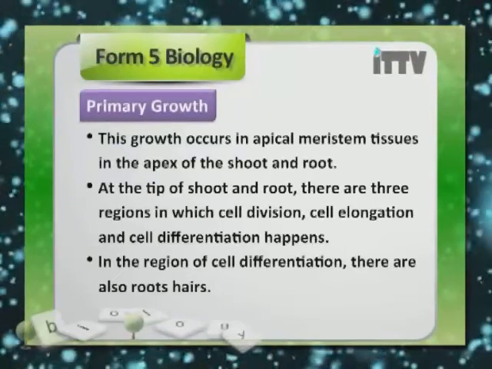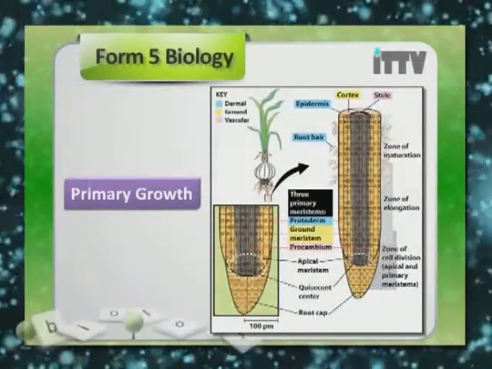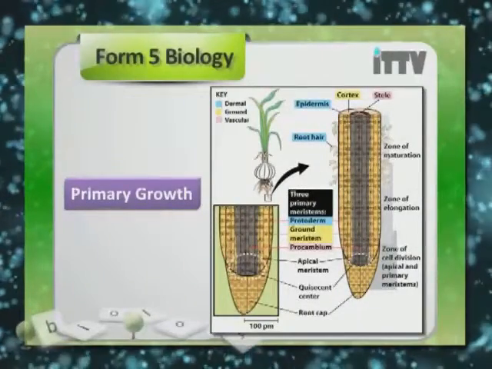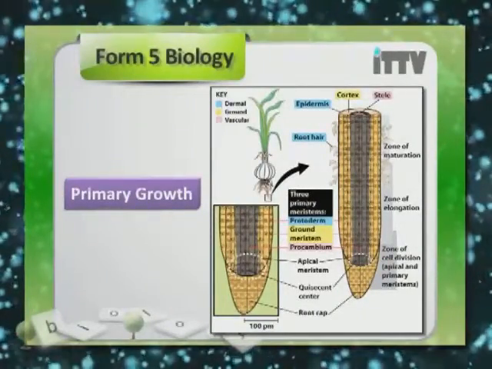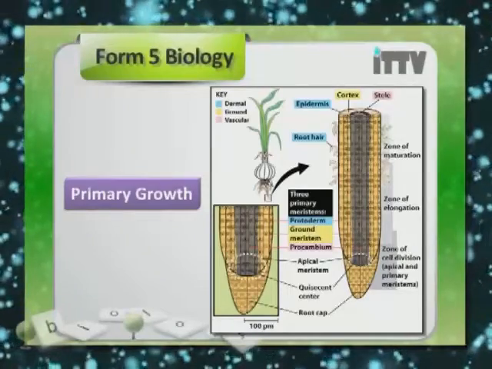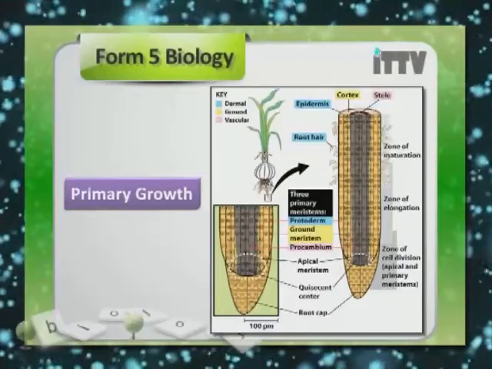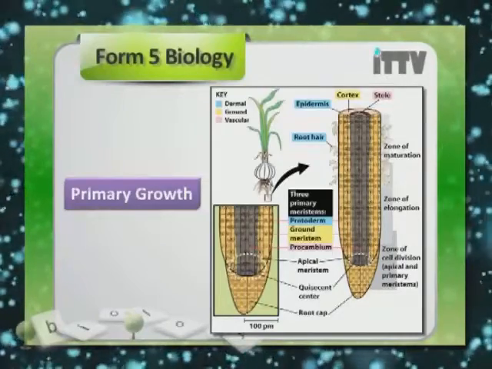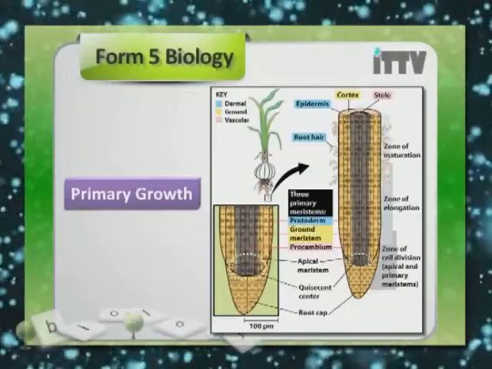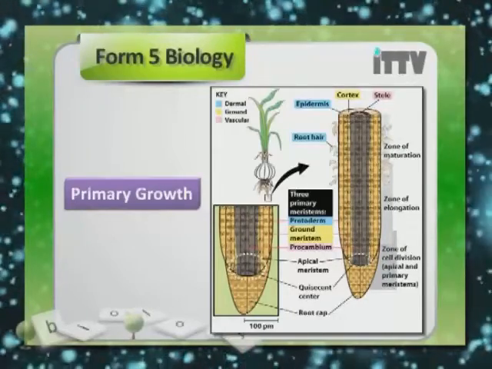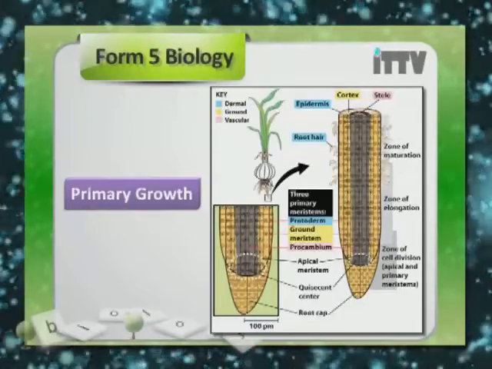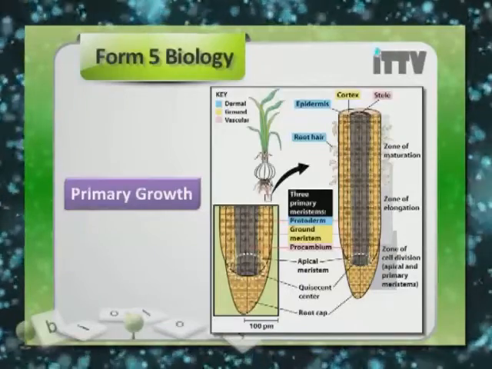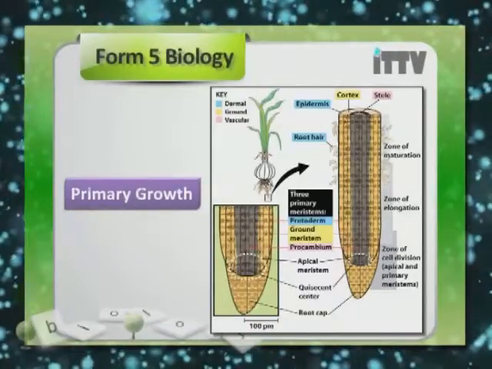As you can observe from the diagram, these meristem tissues are tissues that are still able to differentiate and grow. So they are found at the tip of the shoot and root, because there's potential for growth. And in the tip of these shoots and roots, there are three regions: the zone of division, elongation, and maturation.